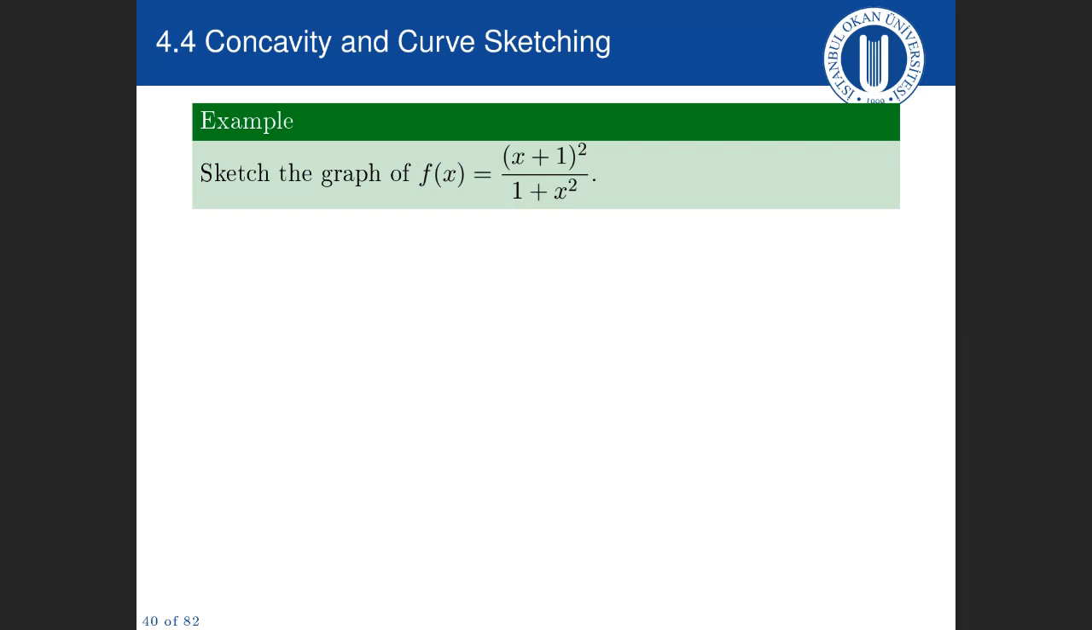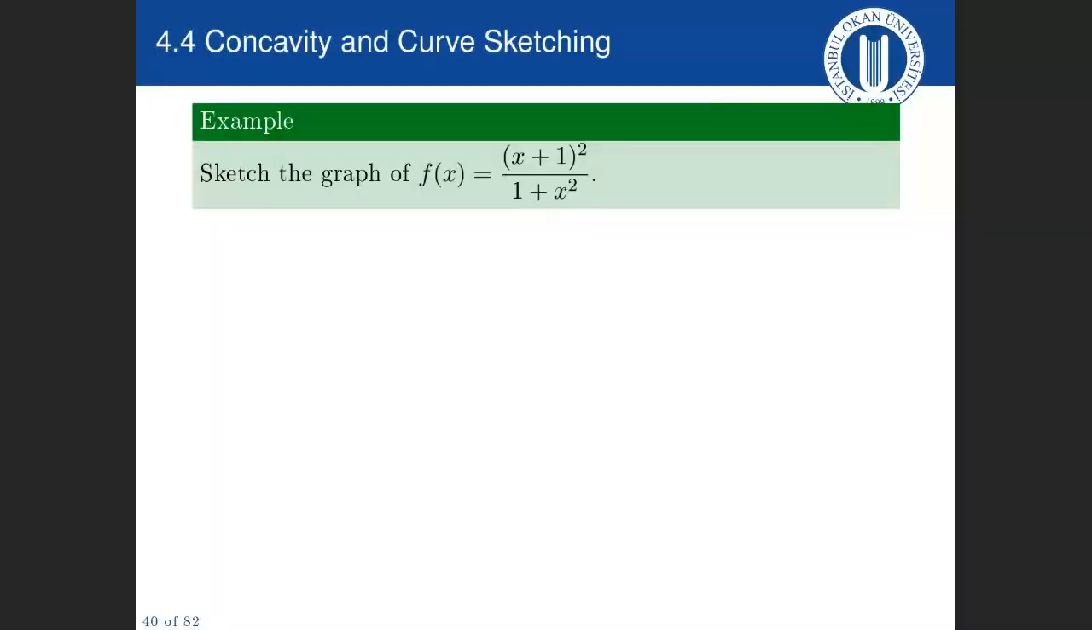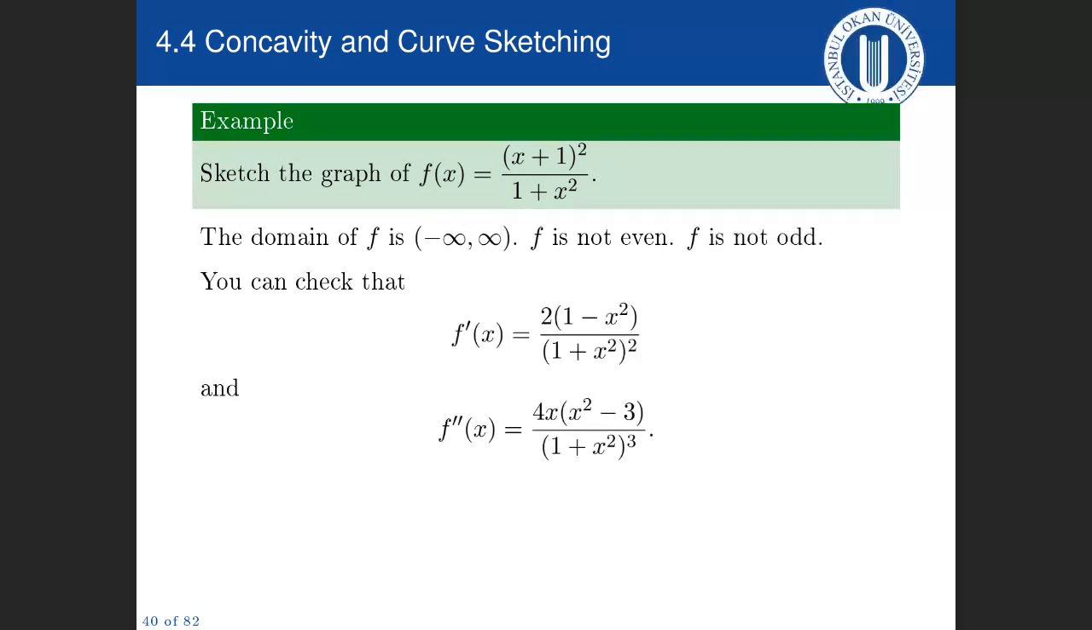So, for example, I want to sketch the graph of x over 1 plus x squared. What do we know about this function? The domain is the whole real line. This function is not even, and this function is not odd. We don't have any symmetries. We need to differentiate this function 2 times. I leave it for you to check that these derivatives are correct.